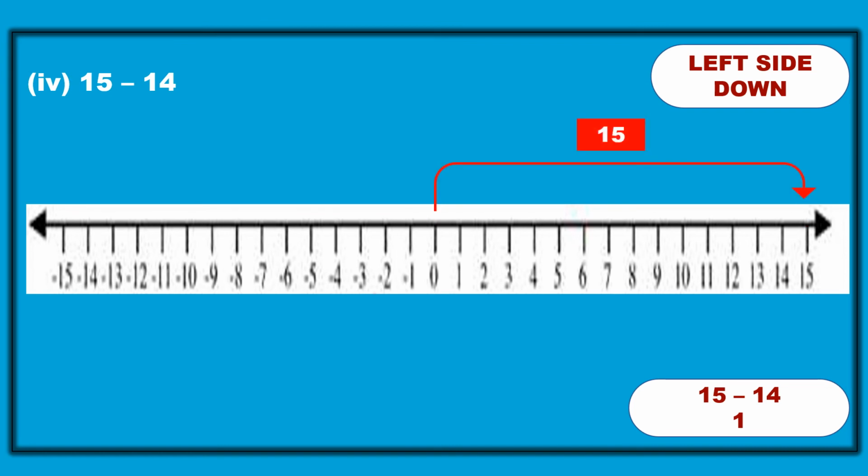Okay, next minus. Minus means left side down. How many steps? 14 steps. If it is 14 here, you should not go to the 14th number. You should go 14 steps from this 15, wherever the arrow mark ends, from there you should start. Okay, so 1 2 3 4 5 6 7 8 9 10 11 12 13 14. So 14 steps is stopping at 1. Okay, so it is minus 14.